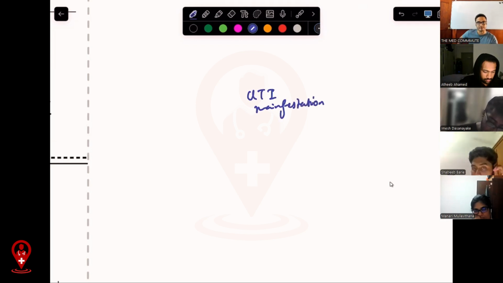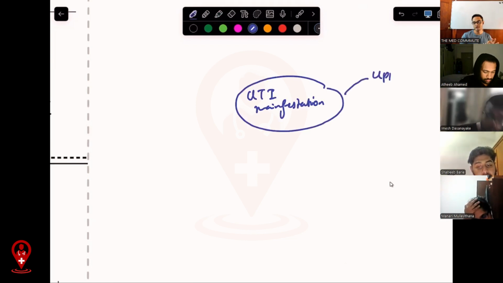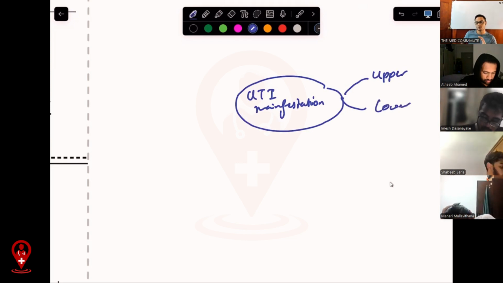High grade fever, low grade fever, whatever. First thing, what do we want to do, guys? We want to know if it is an upper UTI based on the symptoms. We are going to build up a picture to see if it's upper UTI or lower UTI. If it is upper, what is it? It is an emergency, right? We'll talk about that later, the diagnostics, investigations. We'll talk about all of that.